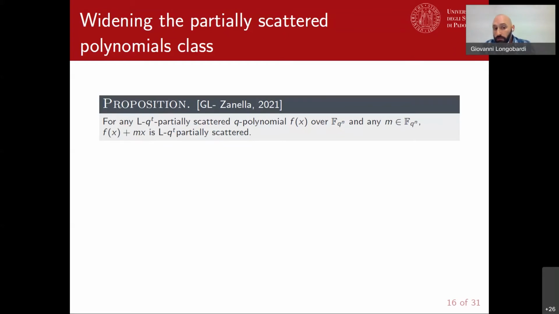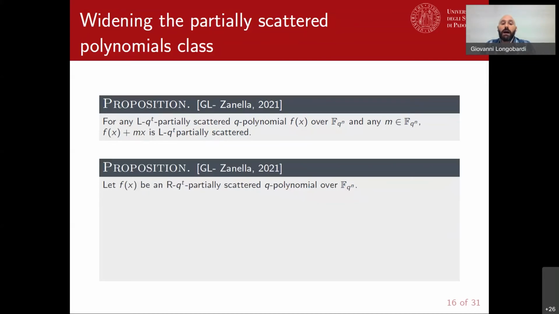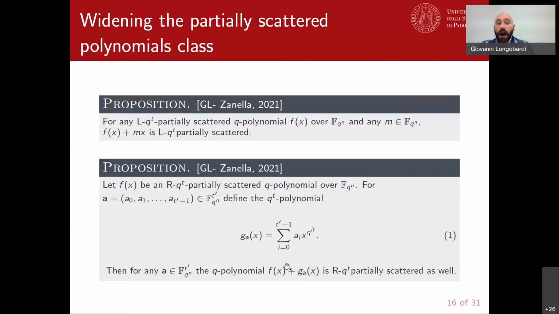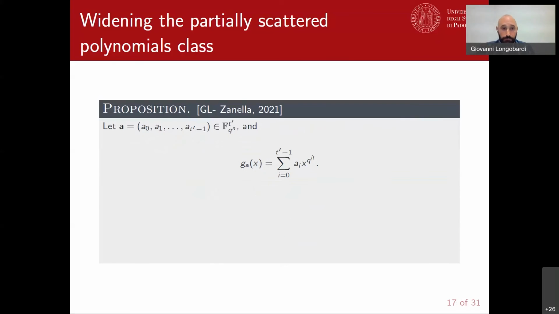And for R, q^t partially scattered, the fact becomes very interesting. Because if we have an R, q^t partially scattered polynomial, also the sum of f(x) and a q^t-polynomial is R, q^t partially scattered as well. And so also a polynomial of this type, q^t added to an R, q^t partially scattered one, continues to be R, q^t partially scattered.